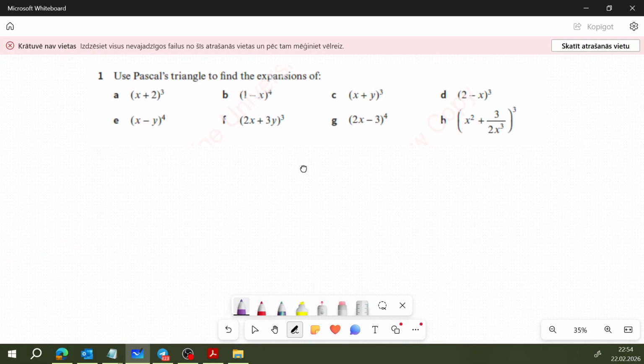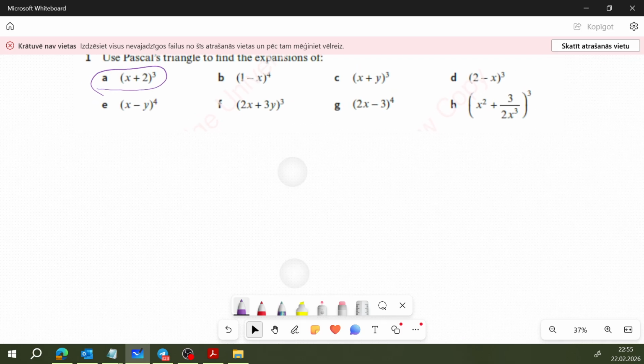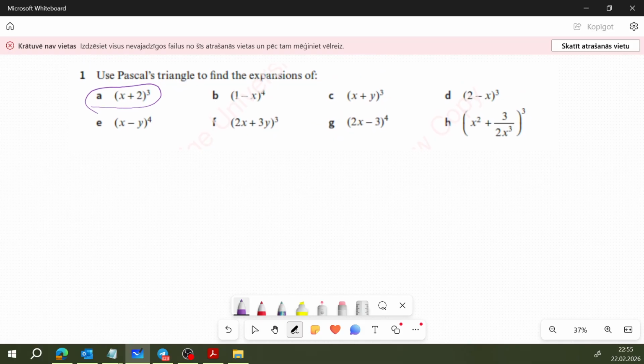We have to use the Pascal triangle to find the expansion of these expressions. So here you can see these are the things that we need to find. So let us try the first one. If we want to solve this one using the Pascal triangle, firstly we need to think about what the power is, and the power is 3, so we can build the Pascal triangle for the power of 3. So this will be power of 2, and here is power of 3.